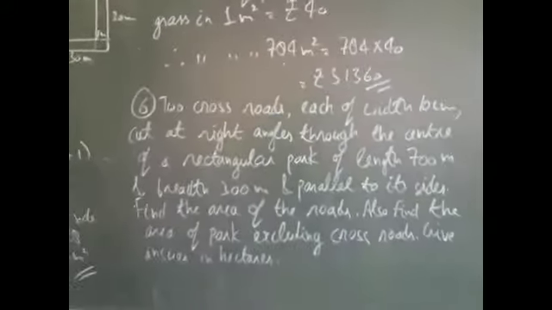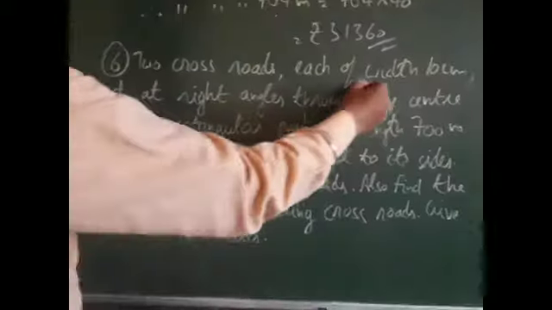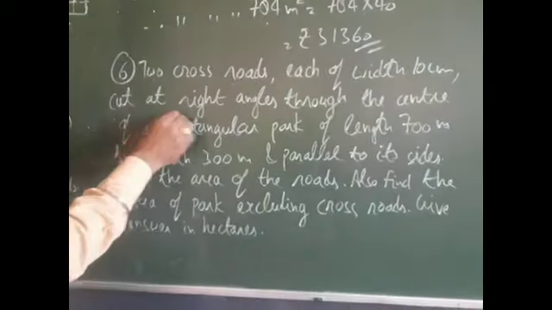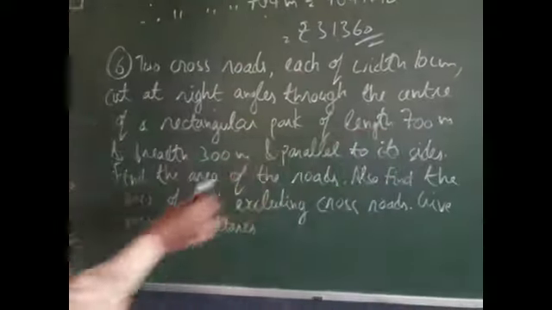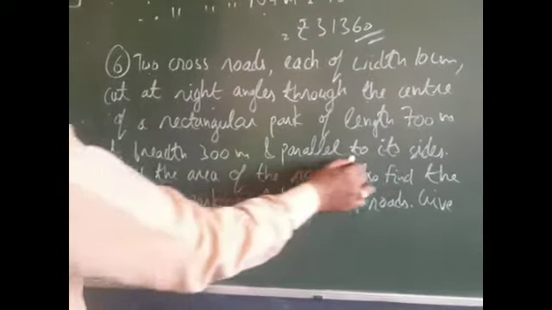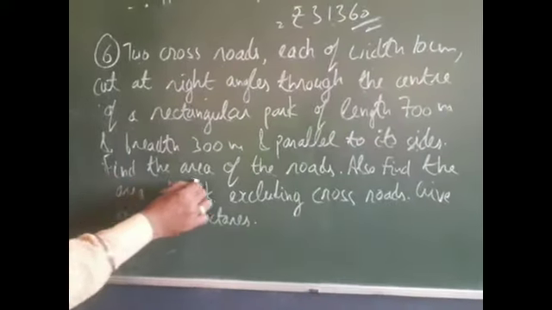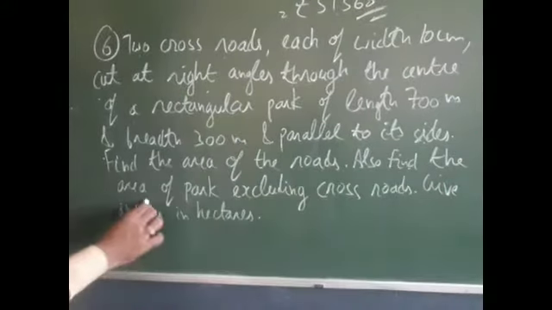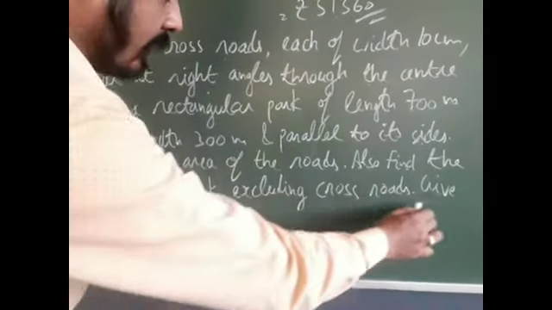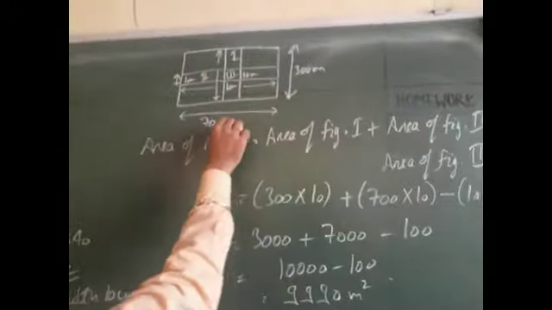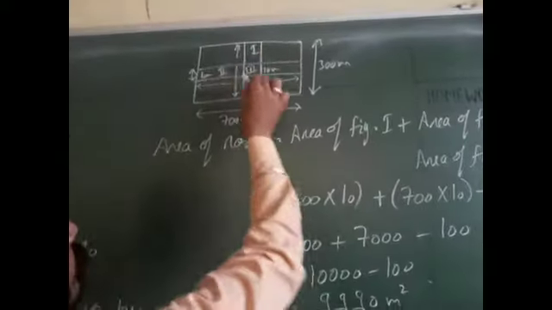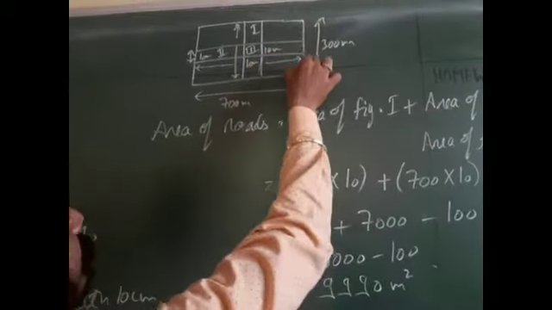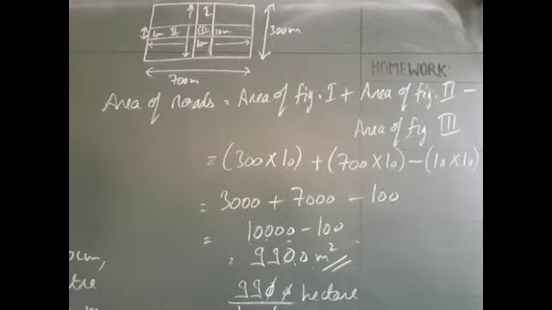Then come to sixth question. Two cross roads, each of width 10 centimeter, cut at right angles through the center of a rectangular park of length 700 meter and breadth 300 meter and parallel to its sides. You have to find the area of the roads, also find the area of park excluding crossroads. Give the answer in hectare. Figure you will make, 700 meter is given length and 300 meter is given width, and these two are crossroads which are cutting each other and parallel to its sides.